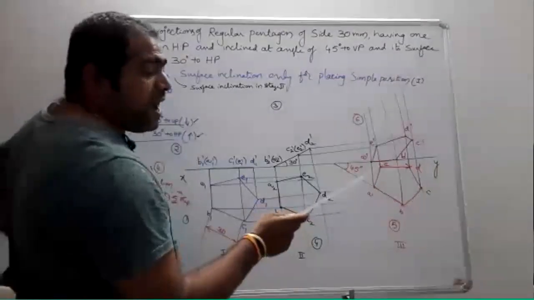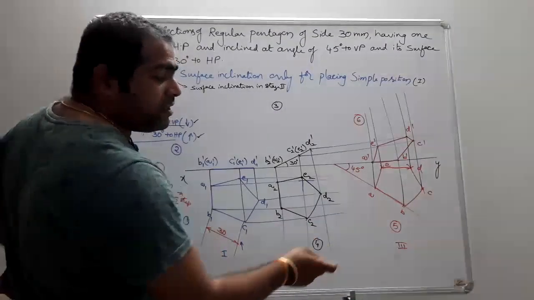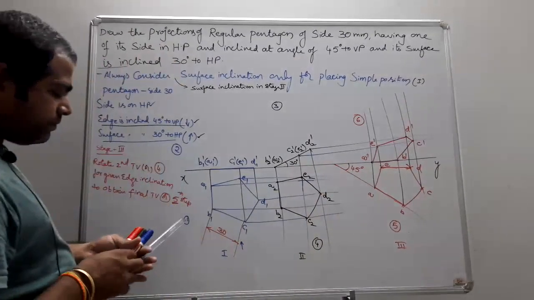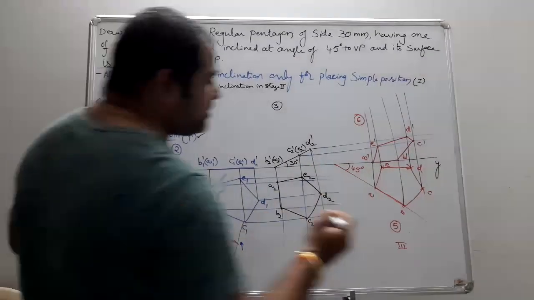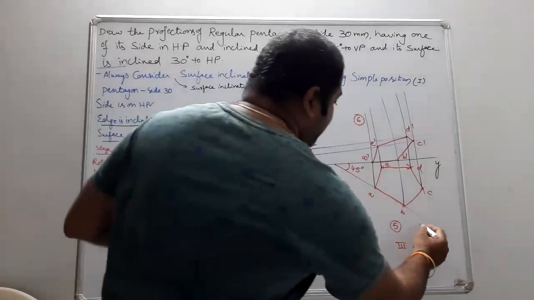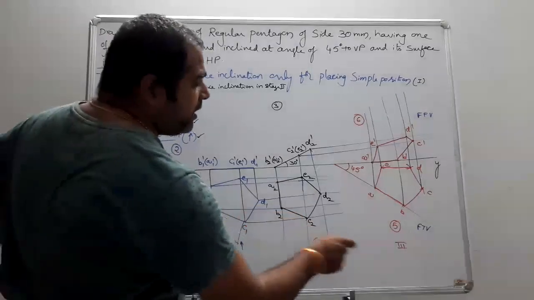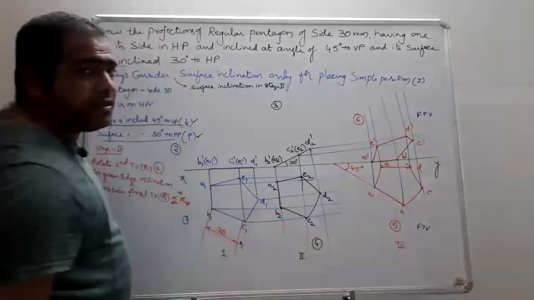So next, our final solution is stage 3. That is nothing but your final front view and final top view. So how can I obtain the final front view and final top view? That means we already completed the surface inclination. In the last stage, we consider the edge inclination. Edge inclination is 45 degrees to VP. I just draw a line of 45 degrees below XY.